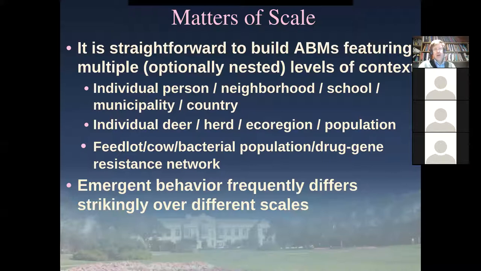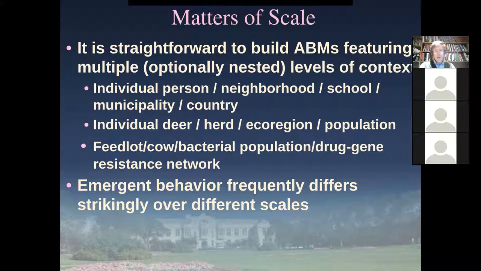Now, it's important to recognize that a notable distinction from aggregate models is it's straightforward to build ABMs that feature multiple levels of context within them in a nested fashion. So we might have an individual person who's nested in a neighborhood or school, and that's in a municipality or country, or a feedlot, which includes cattle, and within them they have bacterial populations, each of which is characterized by a drug gene resistance network that indicates the degree to which AMR, antimicrobial resistance, is building up.